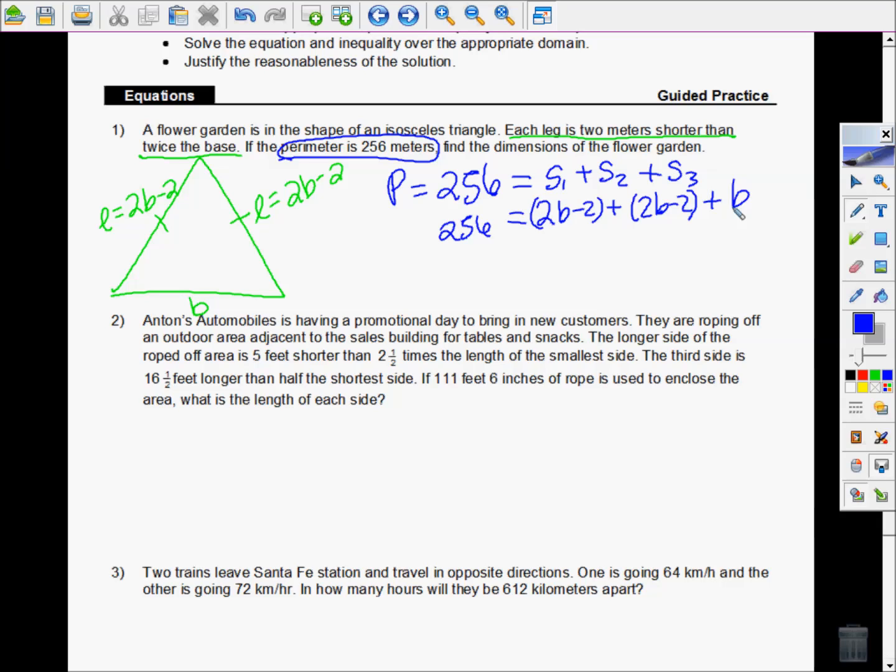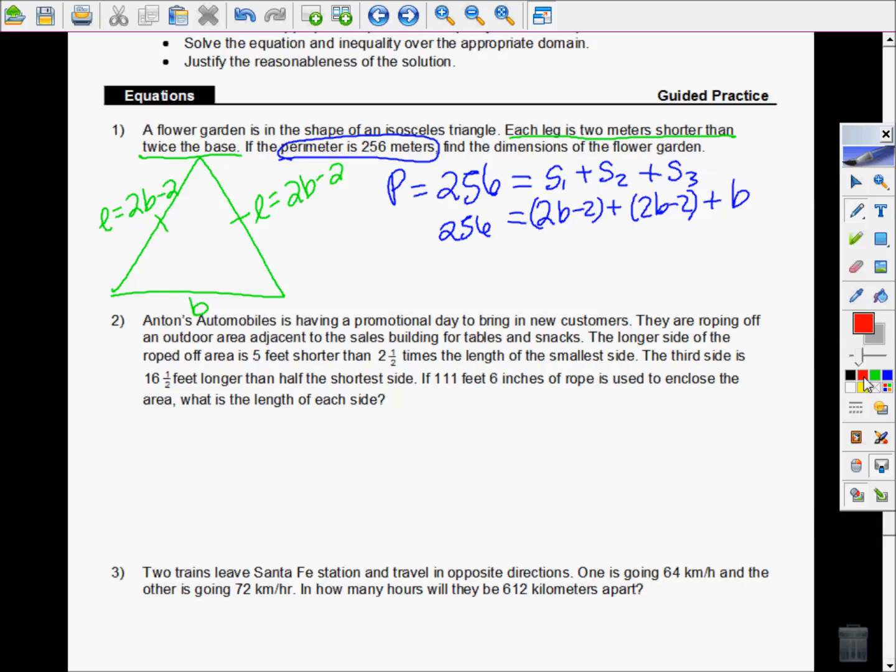What is 2b? 2b is right here because it says each leg is 2 meters shorter than twice the base. B stands for base. So twice the base means 2 times the base. The leg equals twice the base minus 2. Where did the minus 2 come from? Because it says 2 meters shorter. If I'm getting shorter, I am minusing something. I am taking away something. Oh, okay, I got you.